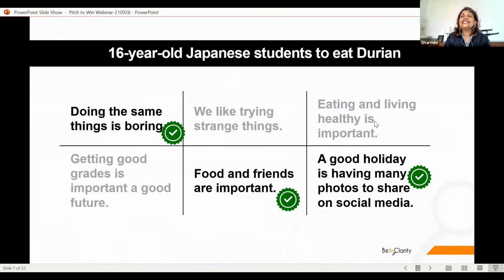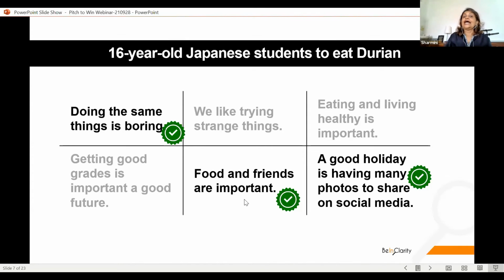Okay. Eating and living healthy is important. It's only important to the mummy and daddy of the Japanese students, the 16-year-olds. The 16-year-olds could not be bothered about eating and living healthily, quite honestly, all right? They want to just eat whatever is fun and hip and happening right now, okay? Getting good grades is important for a good future. They know that getting good grades is important if they do not want to be scolded by mommy and daddy. But important for future, not really. They haven't made that distinction yet.